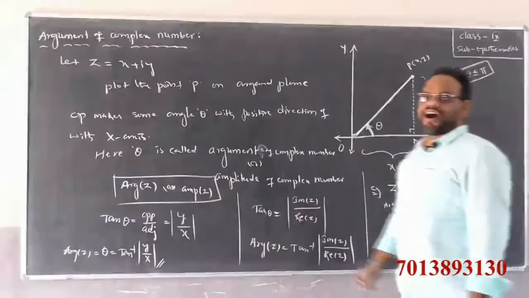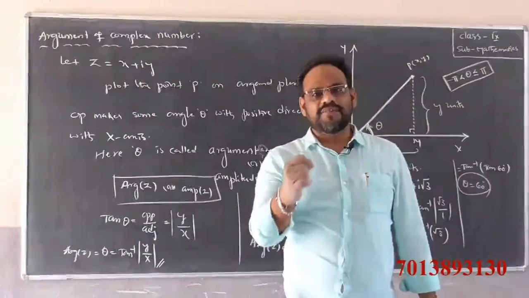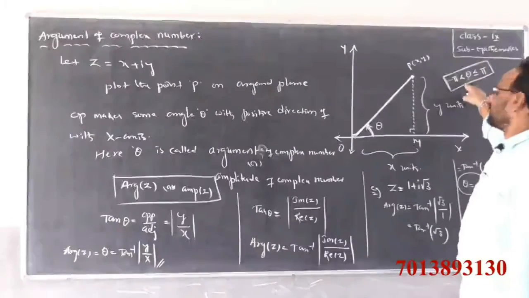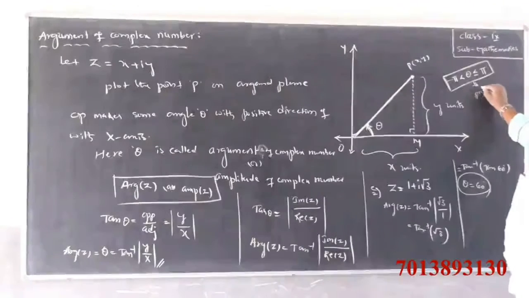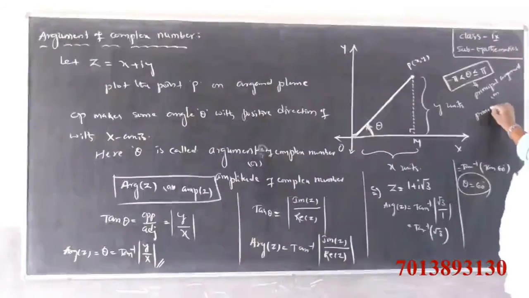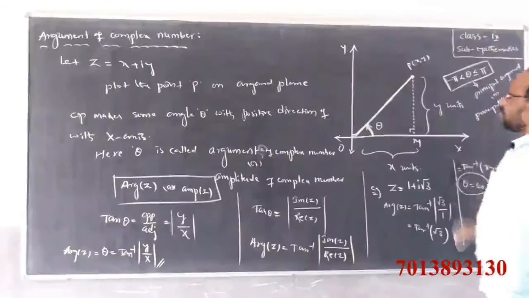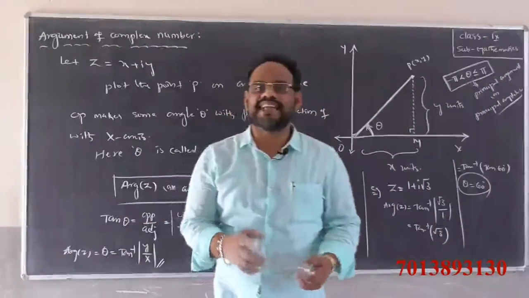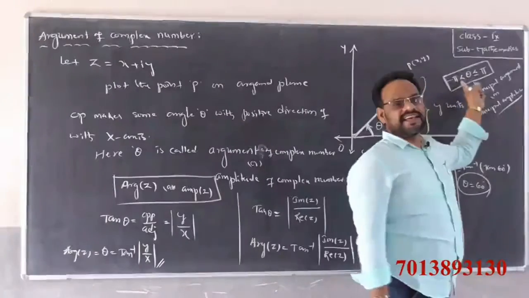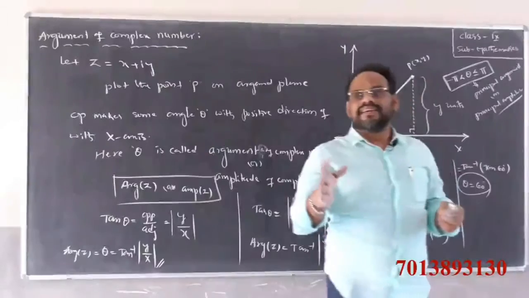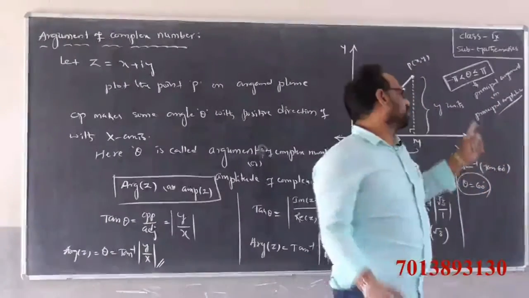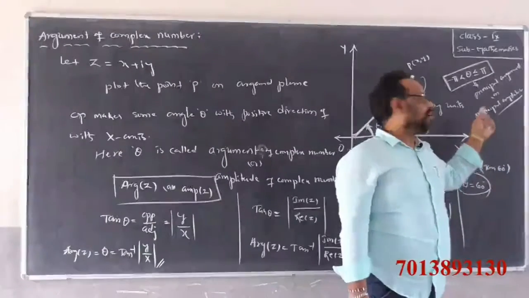When the argument of theta satisfies the inequality minus pi is less than theta, less than or equal to pi, then theta is called the principal argument, or principal amplitude. When theta satisfies the inequality minus pi less than theta less than or equal to plus pi, then only theta is called the principal amplitude.